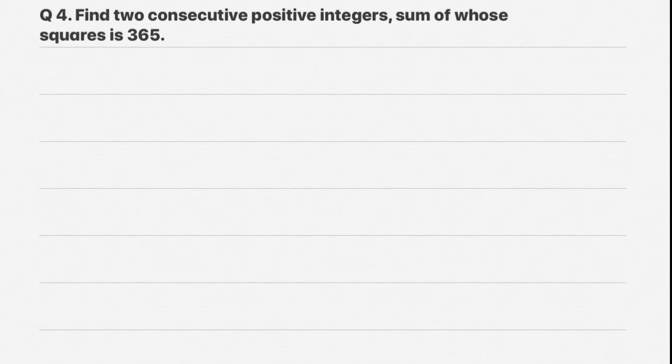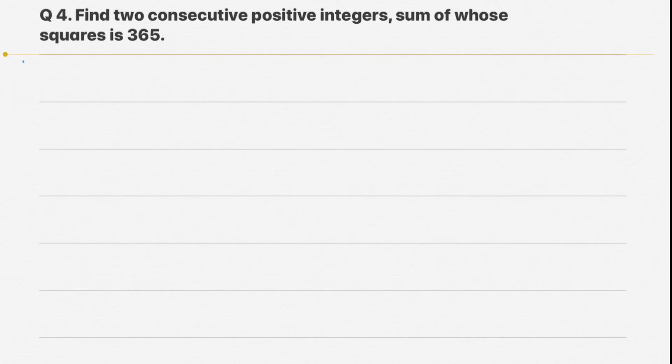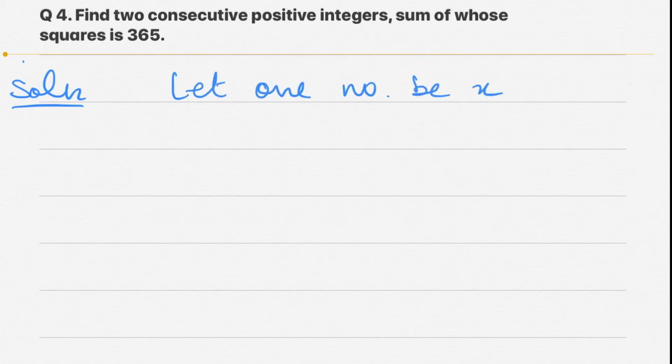So next question, question number 4. It says find two consecutive positive integers, sum of whose squares is 365. Okay, so consecutive numbers, you know that a number after the other one, the next number, right? And positive integers, so that means if I add 1, that will be my next number, right? Okay, so let one number be x, so therefore other number, right?